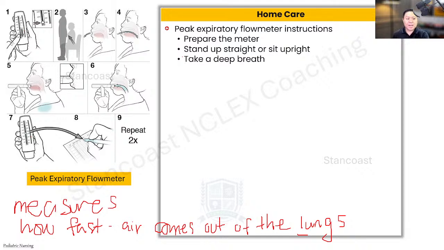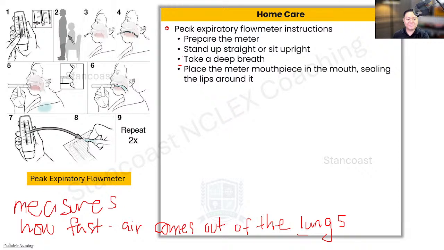Now, what we're going to instruct them is to take a deep breath, and after that have them place the meter mouthpiece in their mouth, making sure that they're sealing their lips around the mouthpiece. After they have done that, they need to blow out hard and fast in one continuous breath. Again, they need to make sure that they're sitting upright. They know the instructions, that they are quite with it, that they understand the reason.